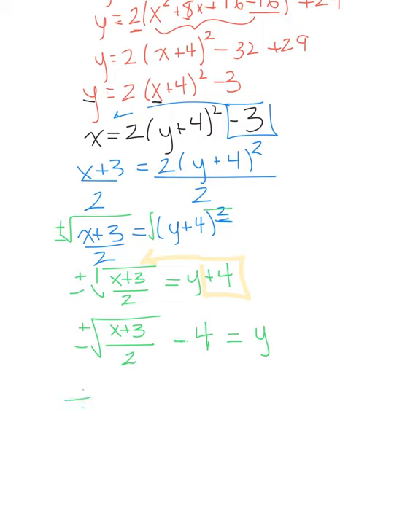Our last step is to replace the y with f inverse of x. So f inverse of x is equal to plus or minus the square root of (x plus 3) divided by 2, subtract 4.